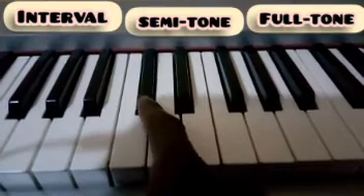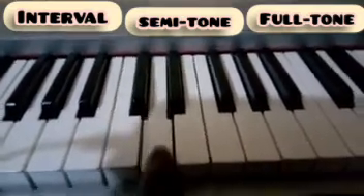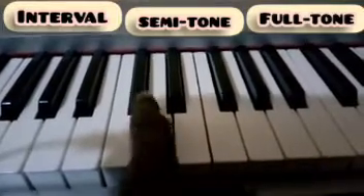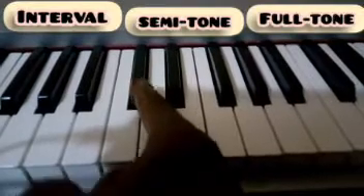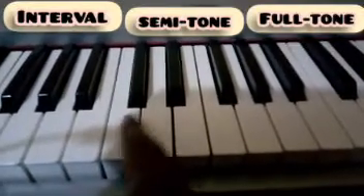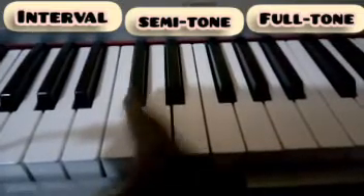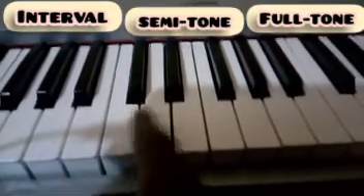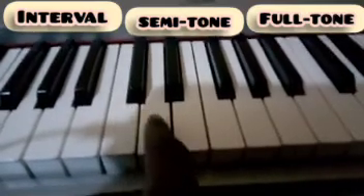Are you getting it? You are jumping one note. So from C to D is a full tone. You are jumping one note. This note here is like a cutlass that divides these two notes. These two notes are supposed to be a full tone.